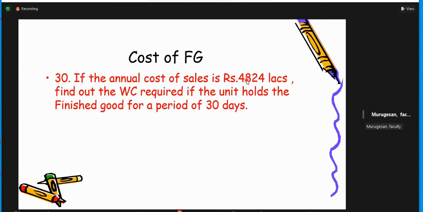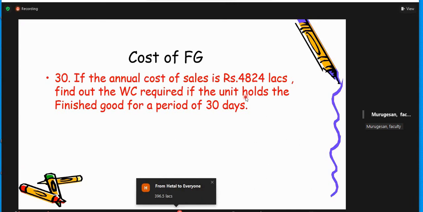Raw material will be linked to annual purchases, and work in process will be linked to cost of production. The finished goods will be linked to cost of sales. Here only two: cost of production and cost of sales. Purchases will always be used as purchases. In the same way, book debts will be linked to annual sales.